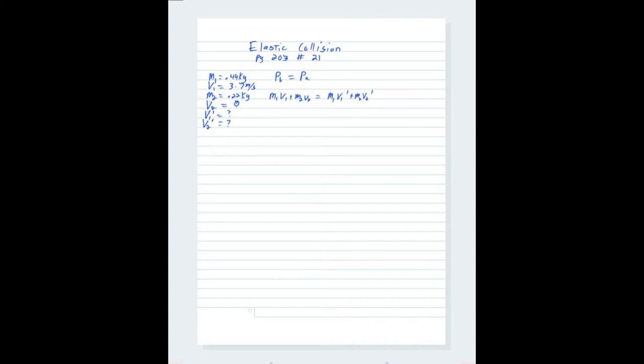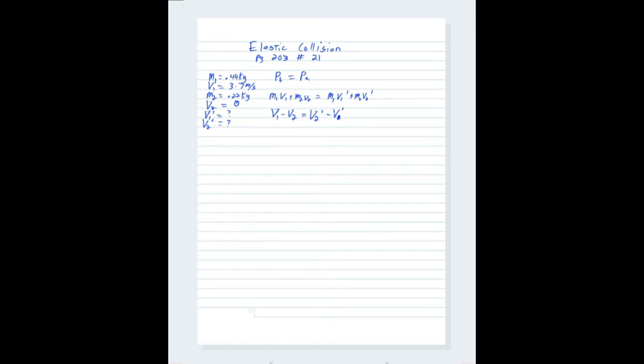The problem here is this isn't enough to solve the problem, because look, I have V1 prime and V2 prime both unknown, and only one equation to solve it. Okay, so I need another equation. Well, luckily, since this collision is elastic, then I know a second equation, and it's a kinetic energy equation, and that is V1 minus V2 equals V2 prime minus V1 prime. So I'm going to work with that to start.